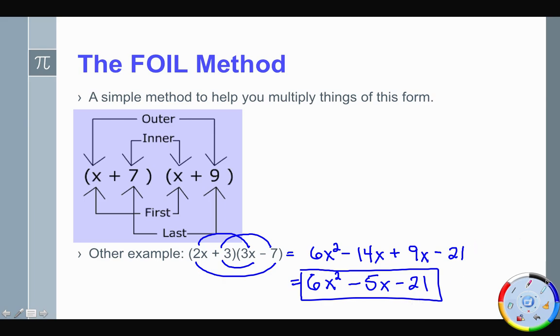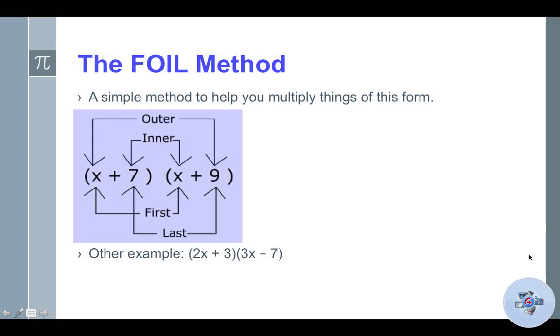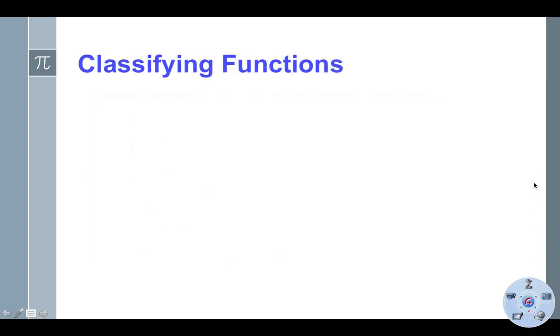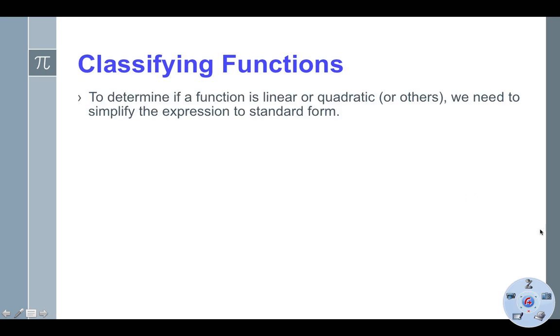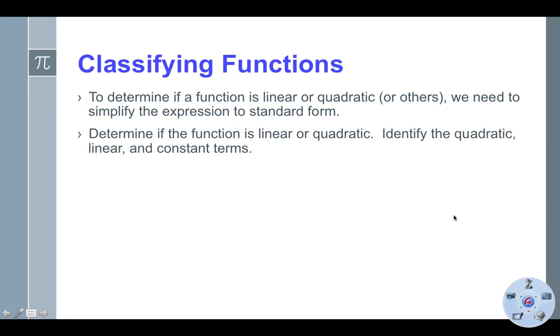All right. Now, we are going to be using this idea in the very first thing when we look at quadratics. And what it is really just a classifying. We want to figure out if the statement that's been shown is a quadratic or a linear type function. So in order to do this, we need to simplify the expression to standard form. So just like we just did with that FOIL method. And we need to determine, this would be the question, determine if the function is linear or quadratic, identify the quadratic, linear, and constant terms.